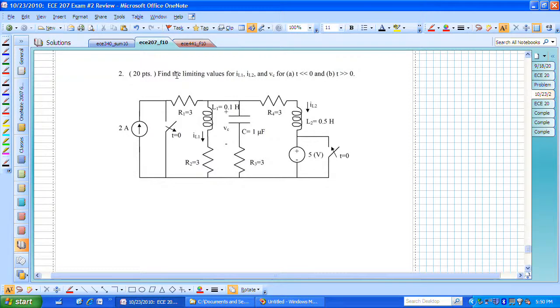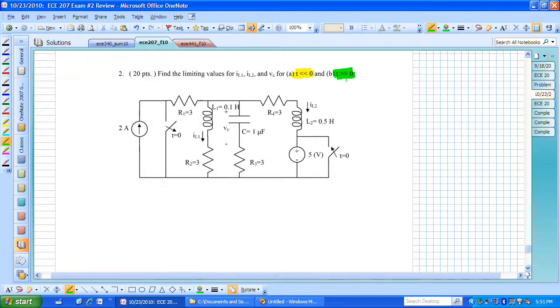Let's now look at problem number 2 on exam number 2 from ECE 207, summer of 2007. This particular problem wants us to examine a circuit under two different limiting cases, or two conditions that this circuit can be in, or two configurations. One for time less than 0 when it's already in steady state. We'll throw the switch at t equals 0, and then we'll wait until the transients die out.